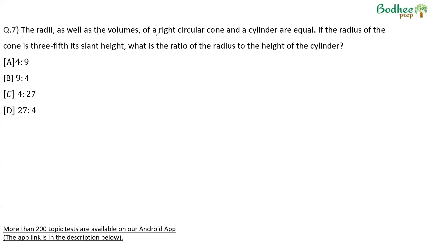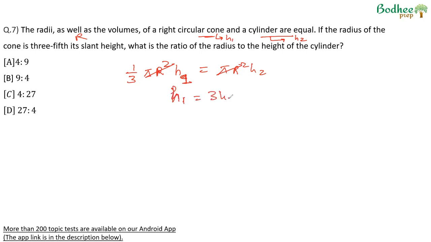The radii as well as the volumes of a right circular cone and cylinder are equal. So let the radius of both of them be r. The volume of the right circular cone will be 1 by 3 pi r square h of the cone. Suppose we say the height here is h1 and the height of the cylinder is h2. So this will be h1. Obviously the height has to be different, only then will the volume be the same. Cylinder is pi r square h2. Pi r square cancels. So h1, the height of the cone, has to be 3 times the height of the cylinder. Only then will the radius and volume be the same.